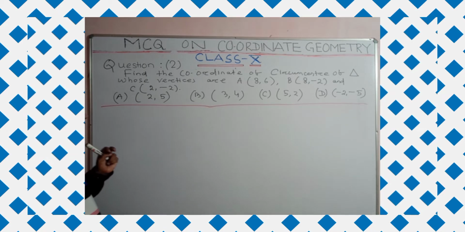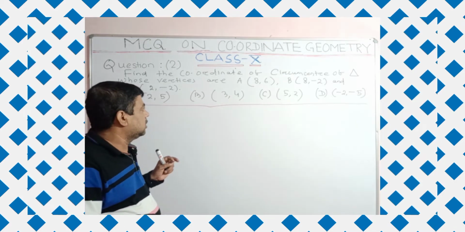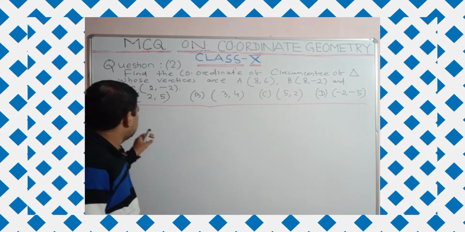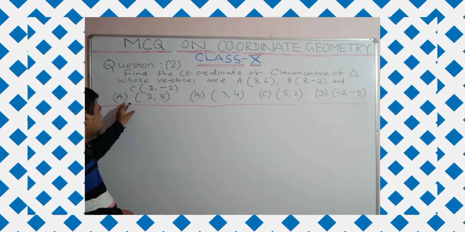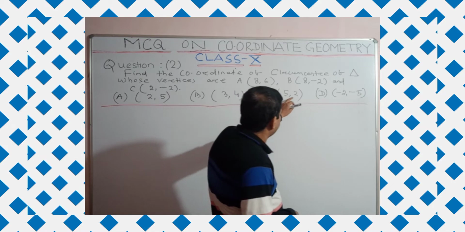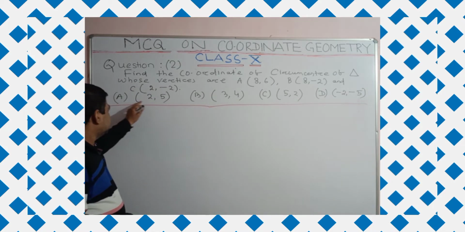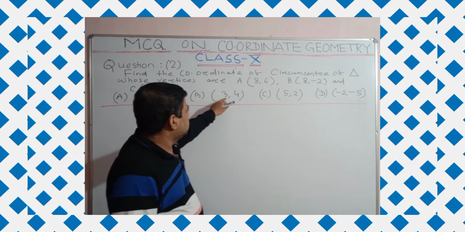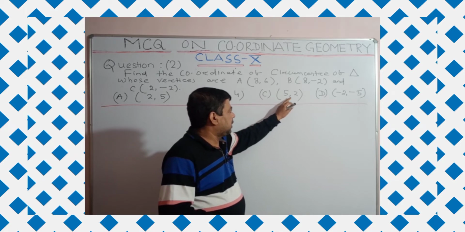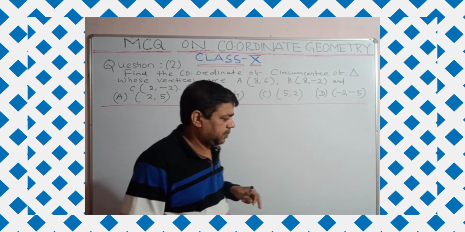Okay, three vertices of a triangle are given, and you have to find the coordinate of the circumcenter first of all. Here are the options: option A is (2, 5), option B is (3, 4), option C is (5, 2), and option D is (-2, -5). Which is the correct option?